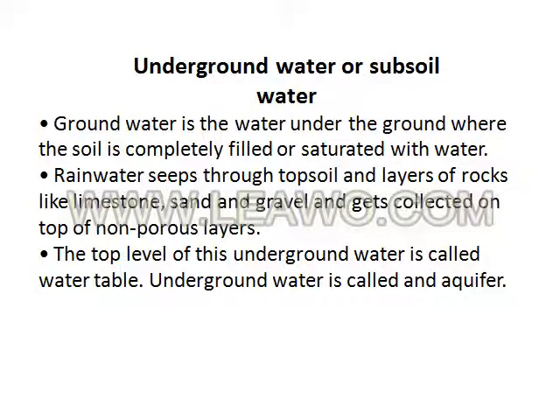Underground water or subsoil water. Groundwater is the water under the ground where the soil is completely filled or saturated with water. Rainwater seeps through topsoil and layers of rocks like limestone, sand, and gravel, and gets collected on top of non-porous layers. The top level of this underground water is called the water table. Underground water is called an aquifer.